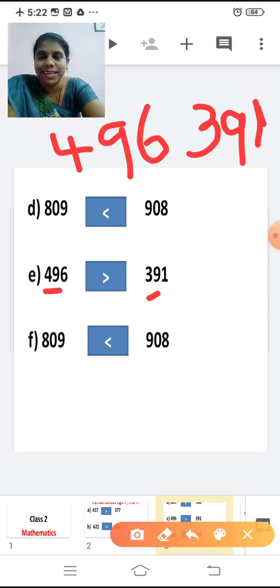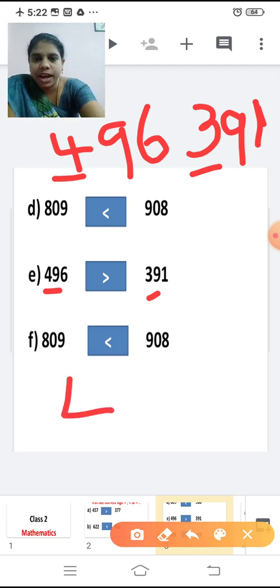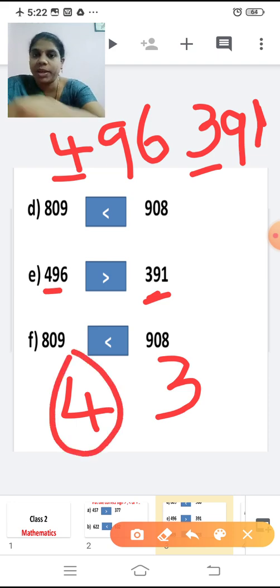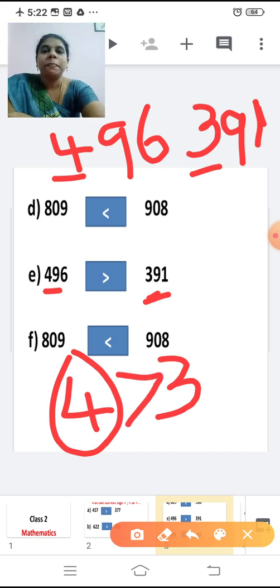First we have to compare the digits at the hundreds place, isn't it? So now in the first number we have 4 in the hundreds place and in the second number we have 3 in the hundreds place. Now tell me what symbol will come in between, whether 4 is greater than or less than 3? Yes, 4 is greater than 3. Since 4 is greater than 3, 496 is greater than 391.